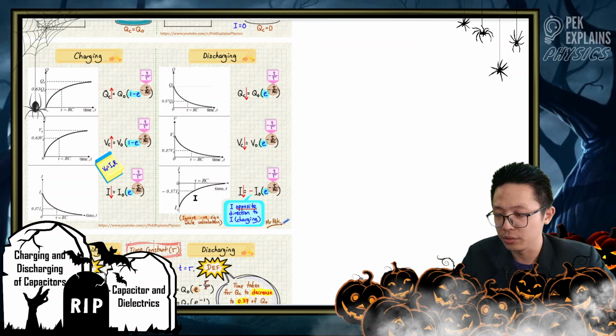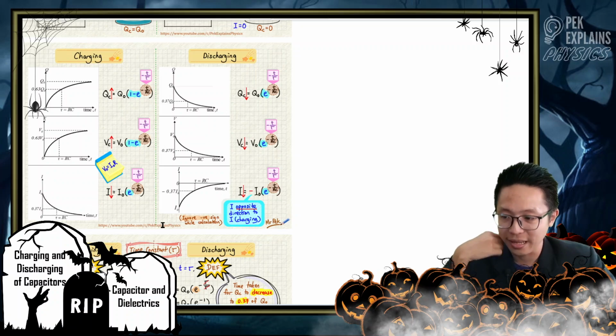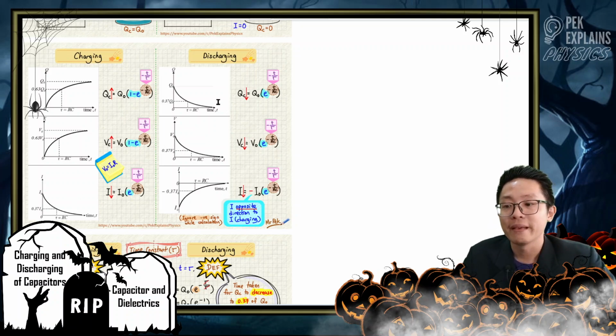Now I want to ask you, why is this graph below the axis? Why is the graph of the discharging process below the axis? Why is the current below the axis, whereas the current in the charging process is above the axis? You see that for the discharging process, the current has a negative sign. It is because the current in the discharging process is flowing in the opposite direction compared to the charging process.